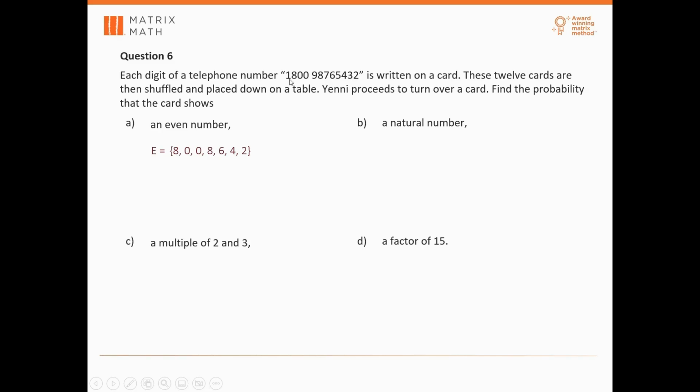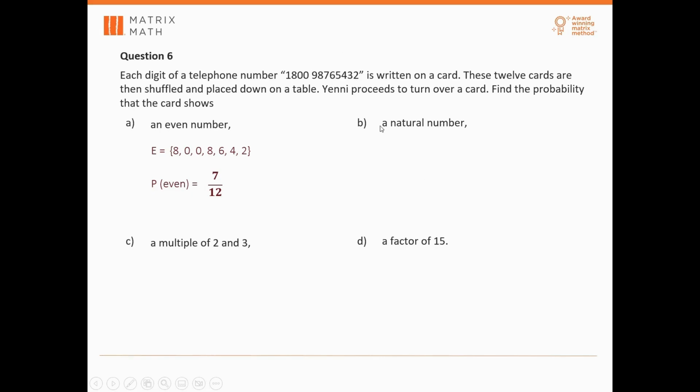Okay, and out of this string of numbers, there are how many cards? 4, 5, 6, 7, 8, 9, 10, 11, 12, 13. There are 13 cards here, 13 numbers on 13 cards. So the probability of getting an even number will be 7 out of 13. Is it 12 or 13? Oh, okay, sorry, 12 numbers here.